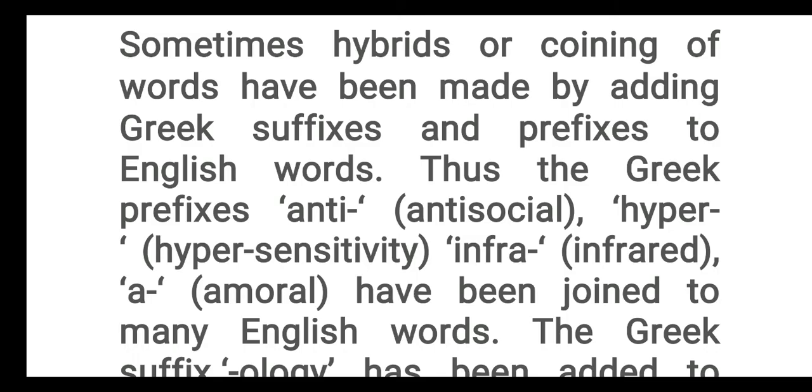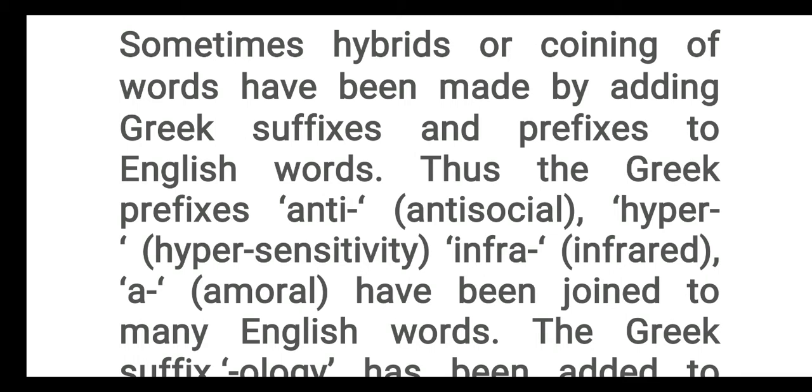Not only this, we can also discuss here some words which are hybrid words. Hybrid means the words which are coined. That means, sometimes what happens, we take some words from the Greek language, we make a little change in that word, and then as per our requirement, we add something into that and we make a new word in the English language. So that is known as coining of words.